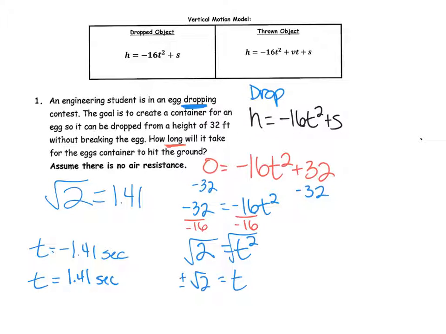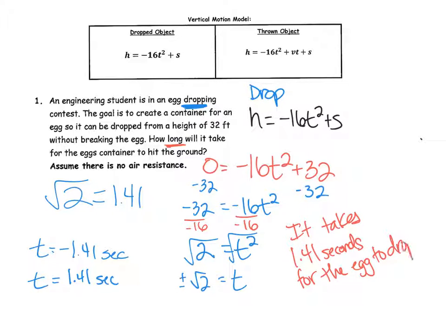What do you think? You think it's going to take negative time for the egg to drop or positive time for the egg to drop? Right, positive. It takes 1.41 seconds for the egg to drop. All right. So remember, with these problems, we're either dropping or we're throwing.